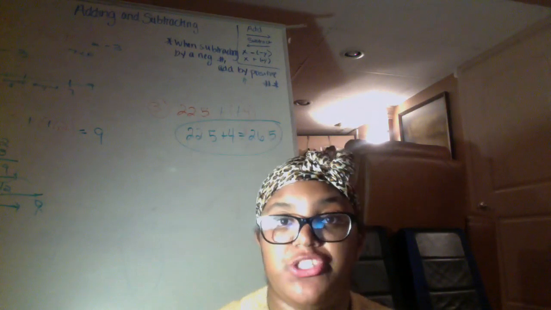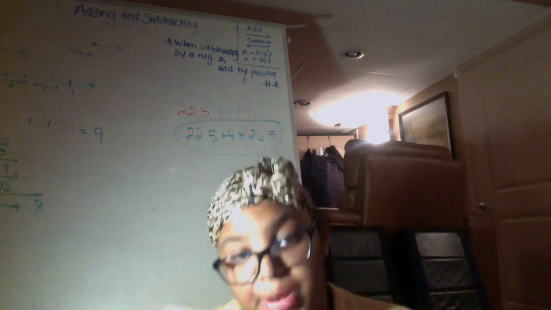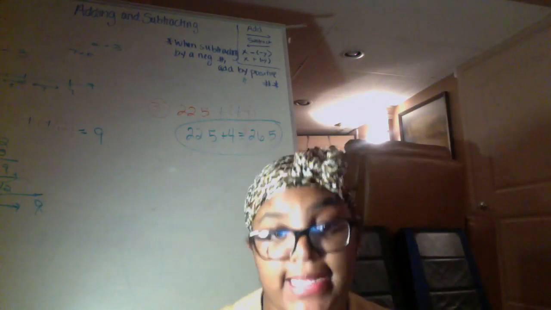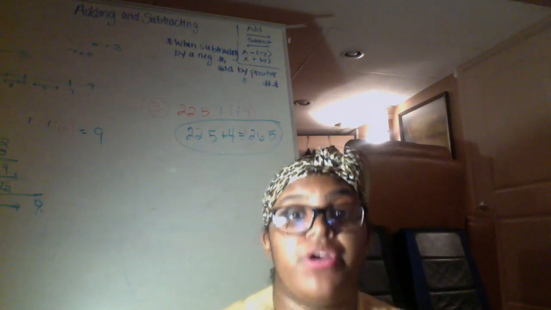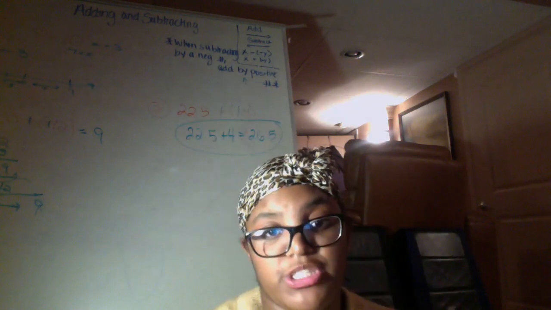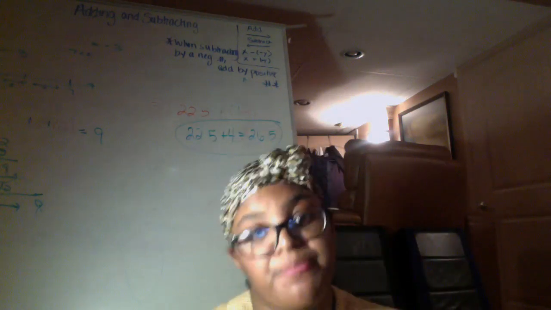Remember our cheat sheet. If we're adding, we're going to the right of the number line. If subtracting, we're going to the left. And remember that when we're subtracting by a negative number, you have to switch it to an addition sign, and then that number becomes positive.